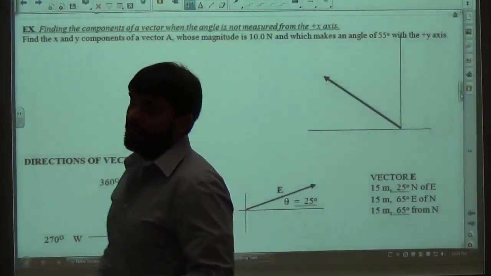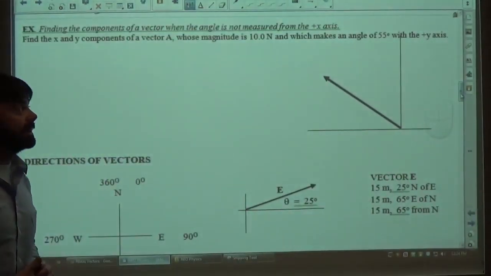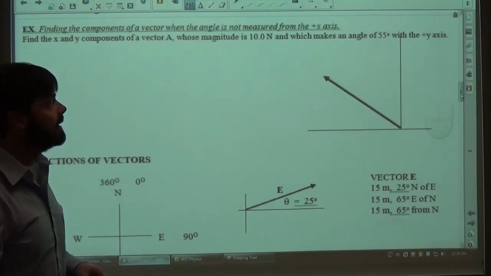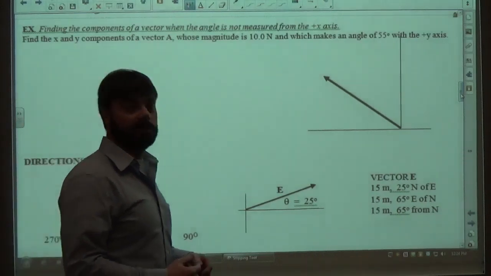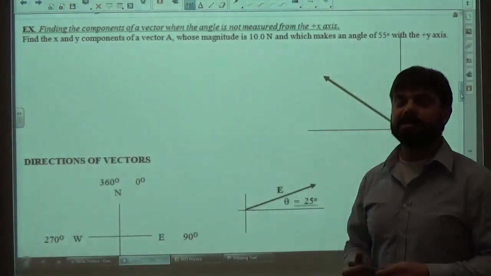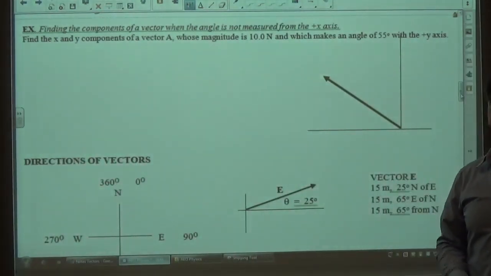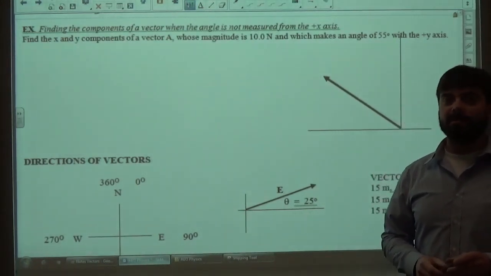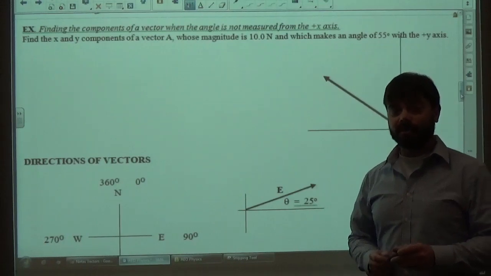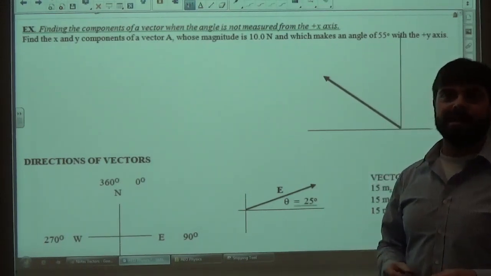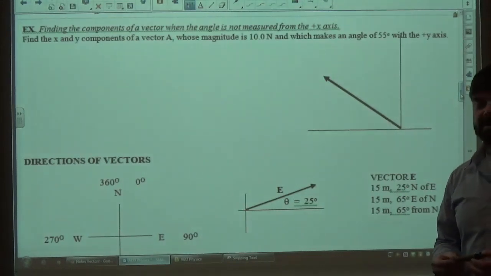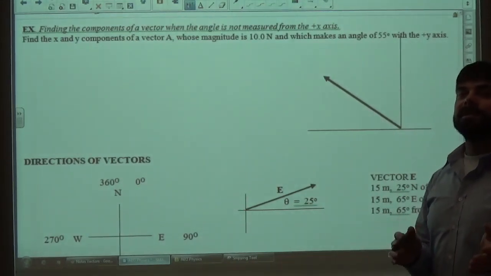Next example, they're basically asking us to do the same thing, however, they do not give us the angle from horizontal. In this situation, they give us an angle from the vertical or the y-axis. Now, in physics, problems can be written in a whole bunch of different ways as to where the angle is measured from. Is it measured from north? Is it a 360-degree bearing? Is it off the vertical? Is it off the horizontal? So we need to pay really close attention to where to place these values.